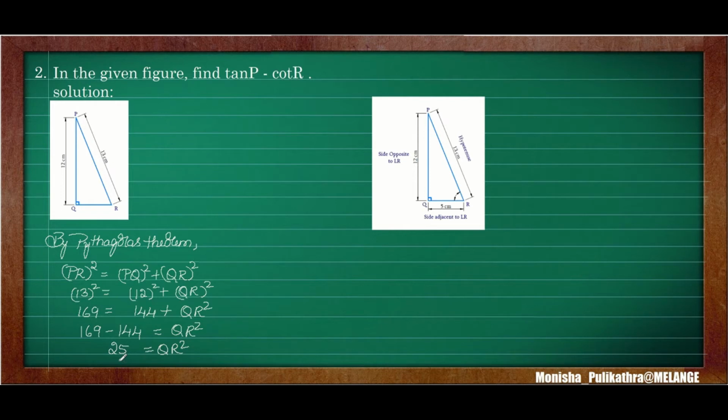So in this next step, we can take square root of 25. That is QR is equal to square root of 25. Square root of 25 is 5. So the value of the side QR is 5. So next, we can find out tan P here. Okay. So tan P is equal to, so tan means opposite by adjacent. So the ratio of tan can be given as opposite by adjacent.